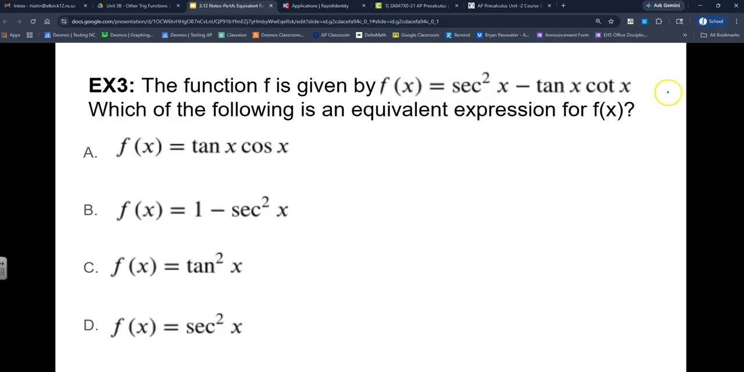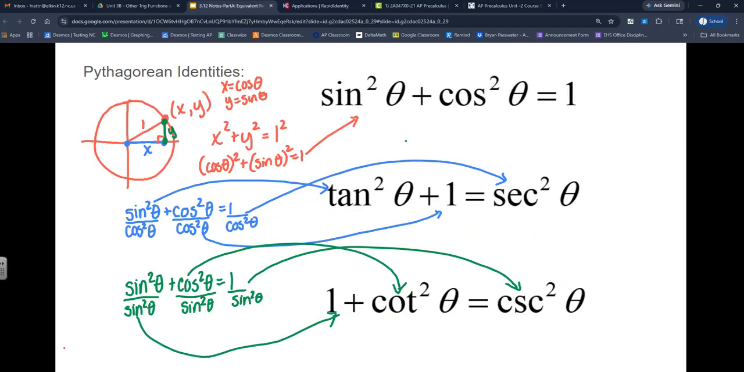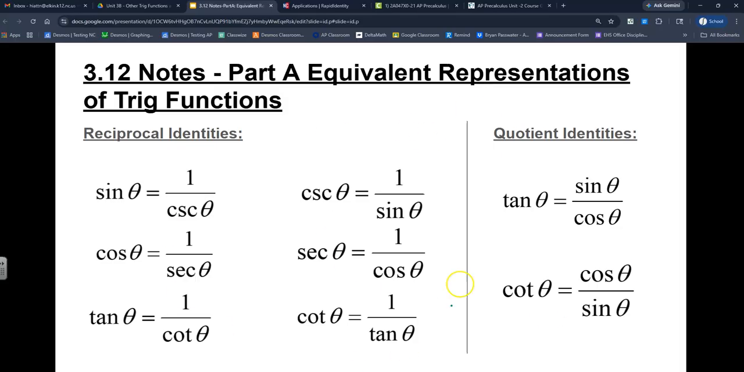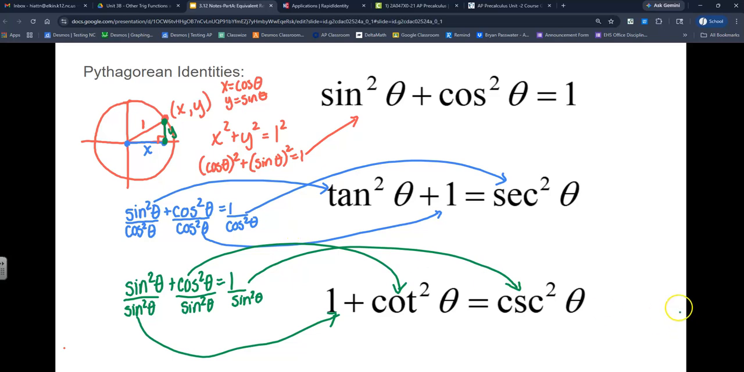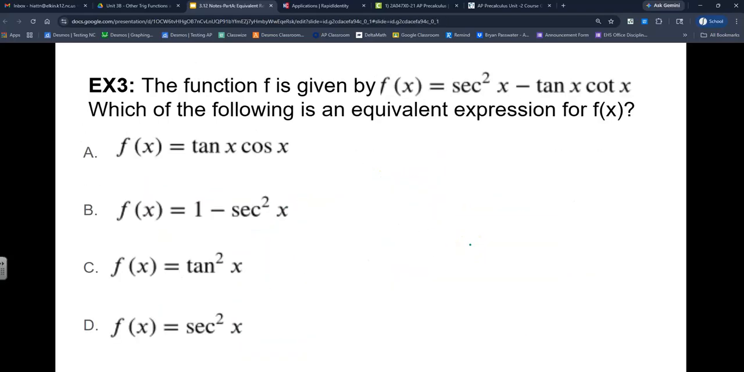So, if I see secant squared x minus tangent x cosine x, cotangent x. Now, you guys don't have these identities memorized well yet because I just gave them to you, right? I mean, these you should maybe kind of know, but we need to know them really well. I do see a secant squared. That equals tangent squared theta plus 1. So I might want to keep that in mind, right? Maybe that secant squared gets replaced with that, possibly. But it's hard to tell.